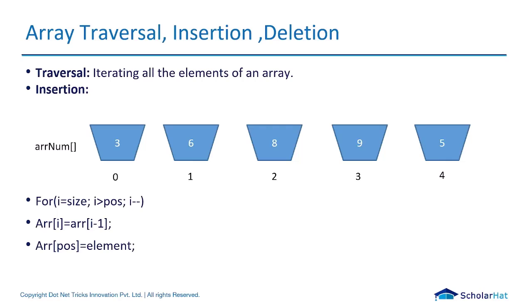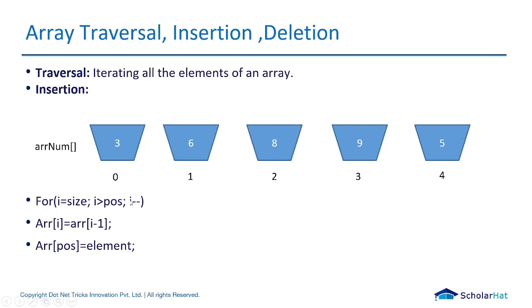First you're going to see insertion. Suppose you want to insert an element between this 6 and 8. What you have to do is shift all the elements to the right. We'll start from the last position and shift each element one position to the right. So we are making empty spaces here, shifting one by one, and then entering the element here. So this is what insertion in an array is.